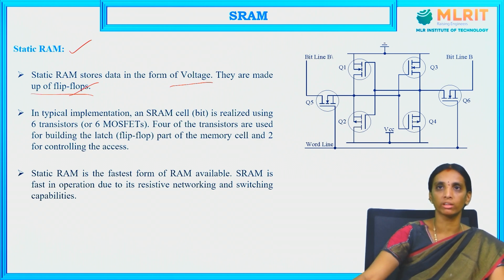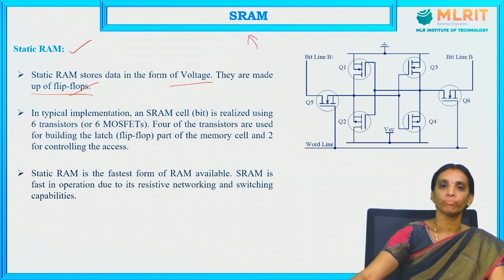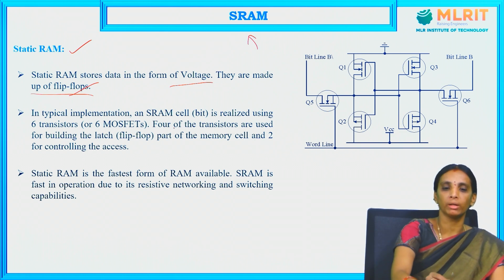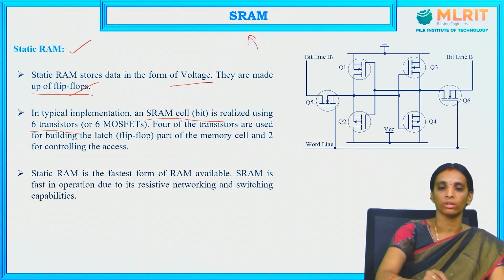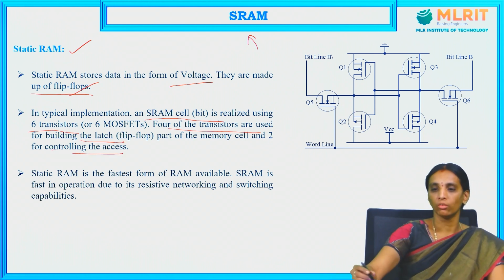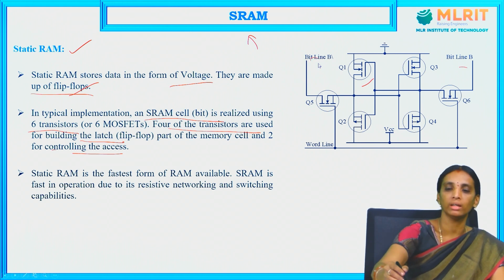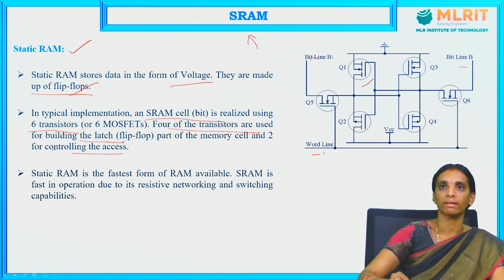How can we design the flip-flops? Flip-flops can be designed using transistors. So basically transistors are used for designing the SRAM. In a typical implementation, the SRAM cell is realized using 6 transistors. 4 transistors are used for building the latch, or flip-flop, and 2 transistors are used for providing the control signals or controlling the access.